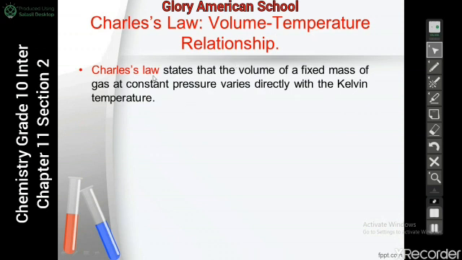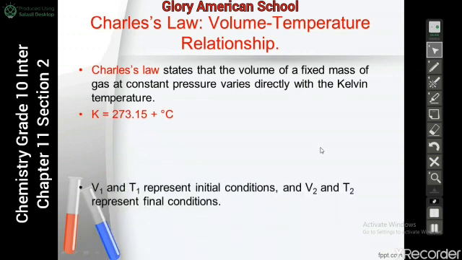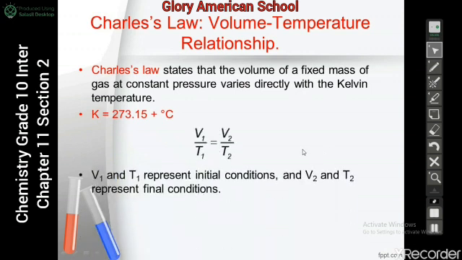So now Charles' law states that the volume of a fixed mass of a gas at constant pressure varies directly with the Kelvin temperature. The temperature in this relation must be in Kelvin. So if in any problem the temperature is given in Celsius, we must convert it to Kelvin. How? The Kelvin equals 273.15 plus Celsius. So the temperature and the volume are directly proportional.